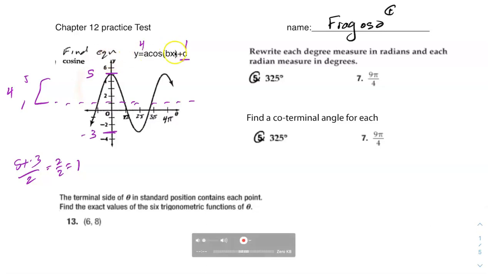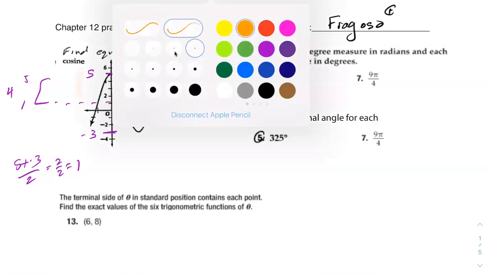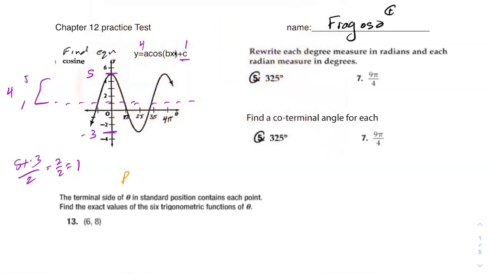And then B never changes. It's kind of weird, but it's one that never changes. You have to find the period, right? Period equals 2 pi over B. So you have to find the period of this. Again, start at the start and do one full rotation. It looks like you stop at 4 pi. So that's my period. Period equals 4 pi.